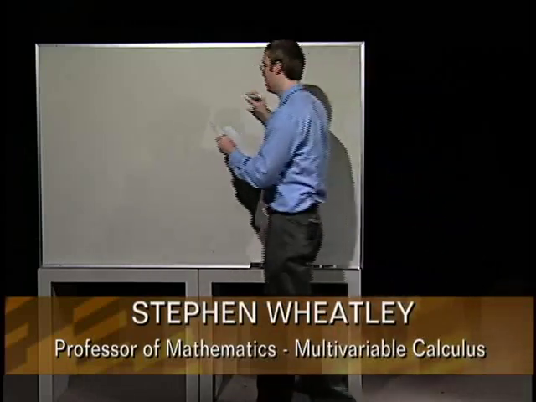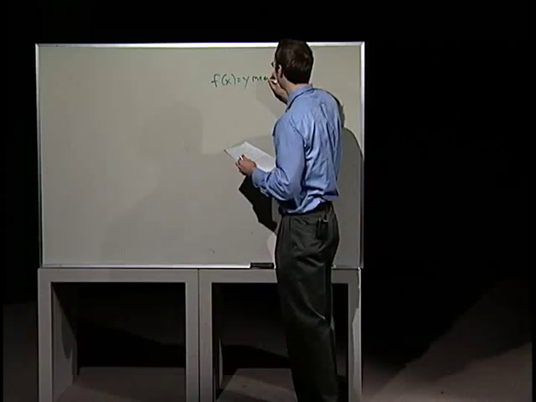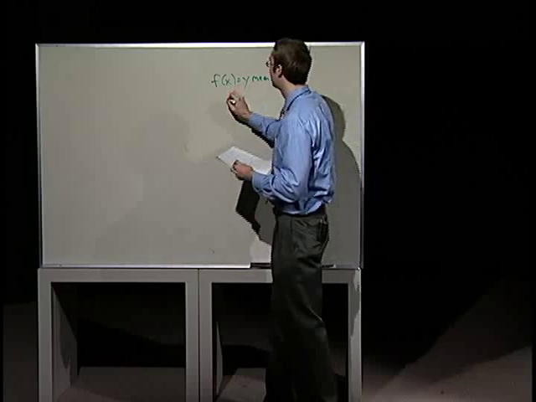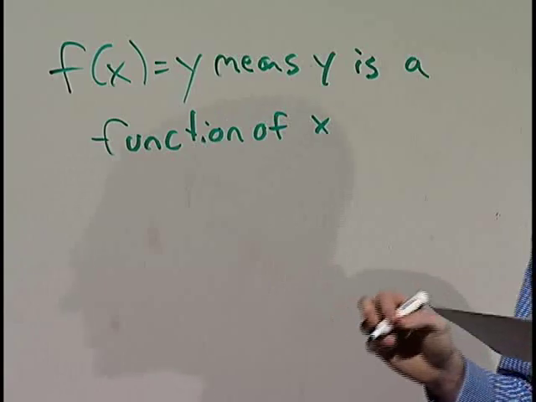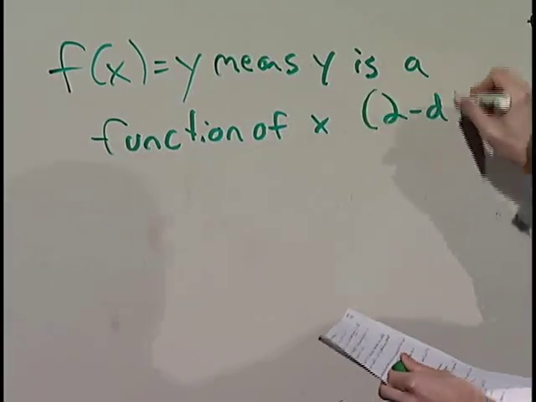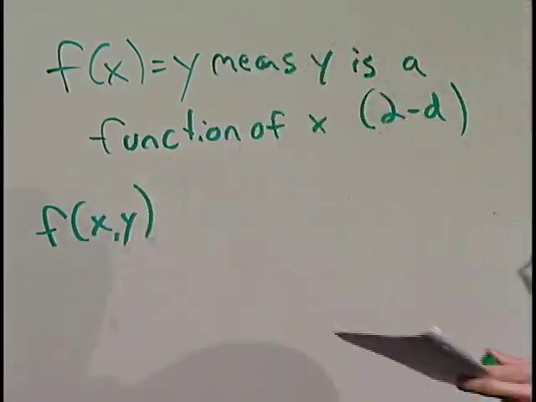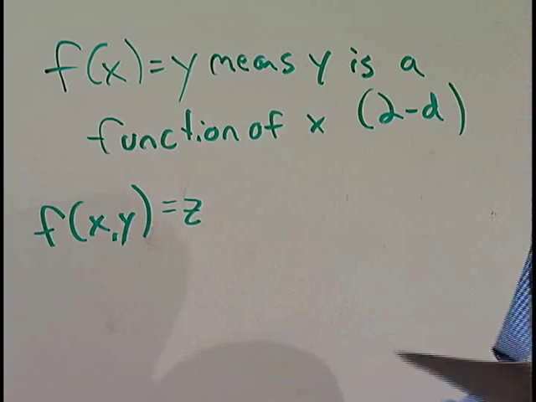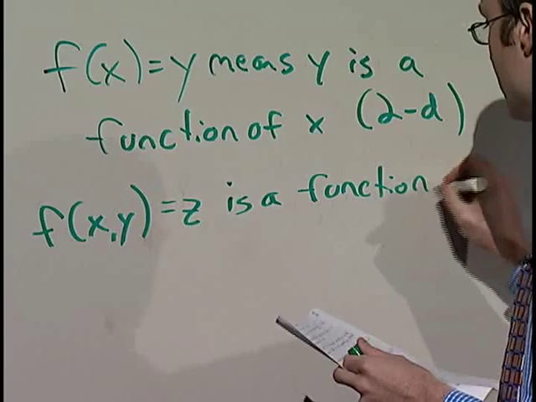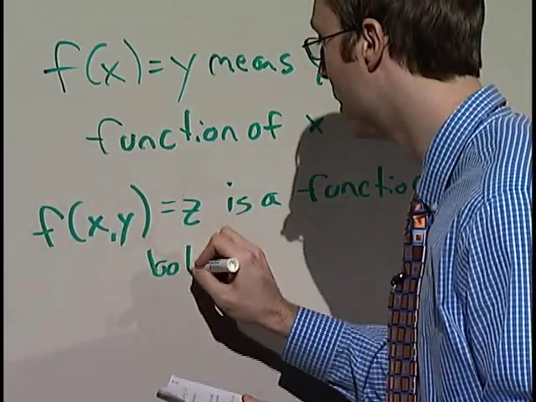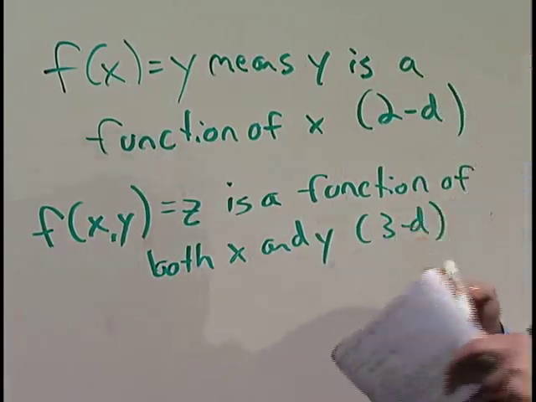Okay, so we are used to the notation f of x equals y, meaning y is a function of x. That is the standard function notation we use for single variable calculus. That's a 2D case. All we're doing is extending it to a 3D case by making it some f of x, y equals z. This is a function of both x and y, and that's the 3D case.